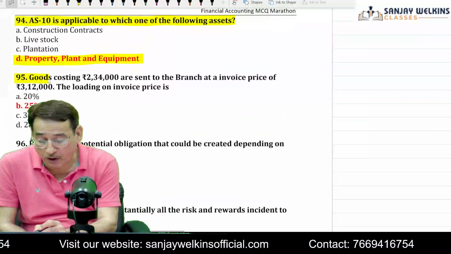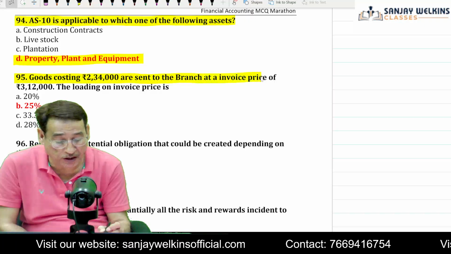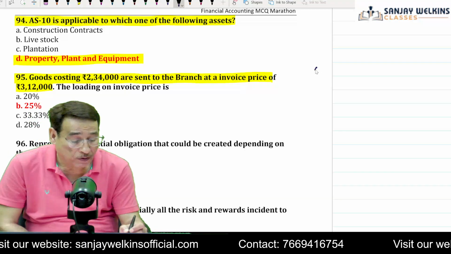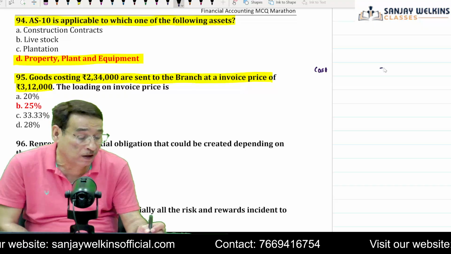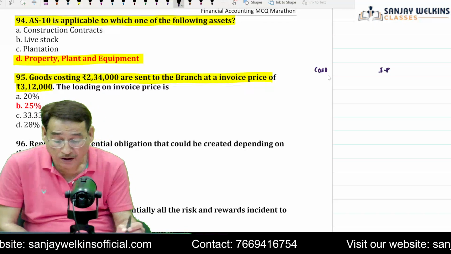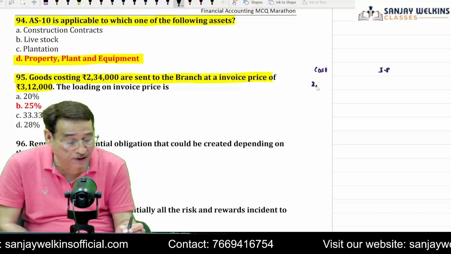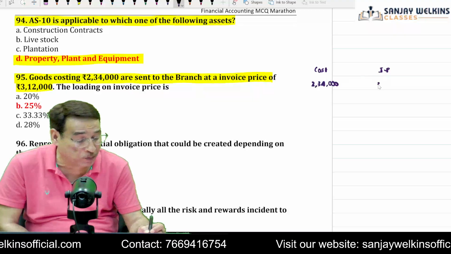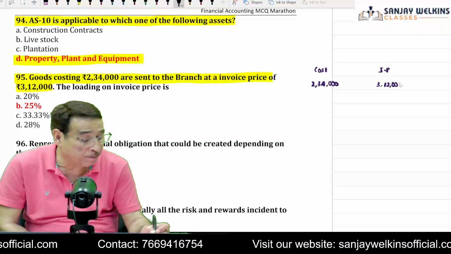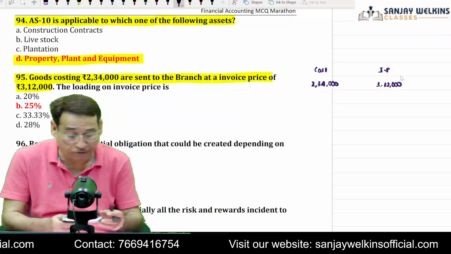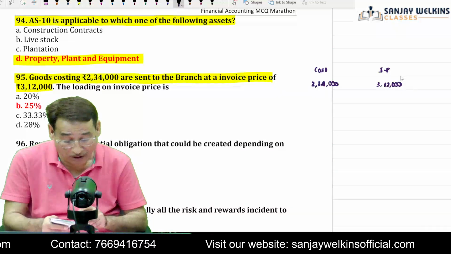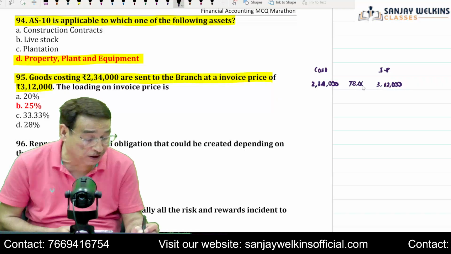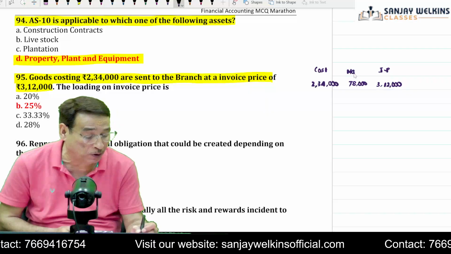95. Goods costing 2,34,000 are sent to branch at invoice price of 3,12,000. Now, in this particular question, cost price of the goods is also given. Invoice price of the goods is also given. Goods costing 2,34,000 worth of goods have been sent at an invoice price of 3,12,000. Now, if I take the difference, what will be the difference? Let me check. 312 minus 234. The difference comes to 78,000. Difference is equal to 78,000. Obviously, it will be margin or loading.